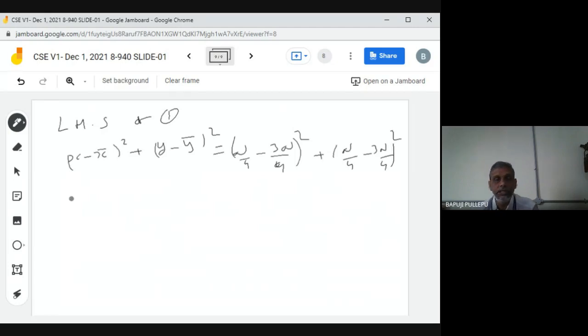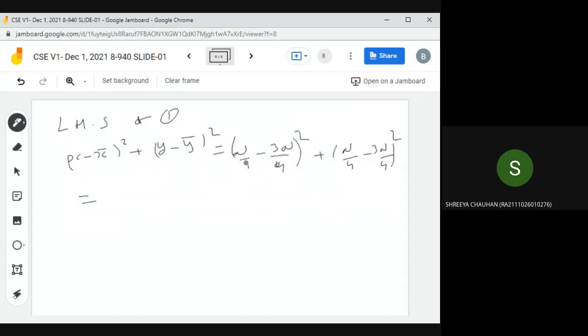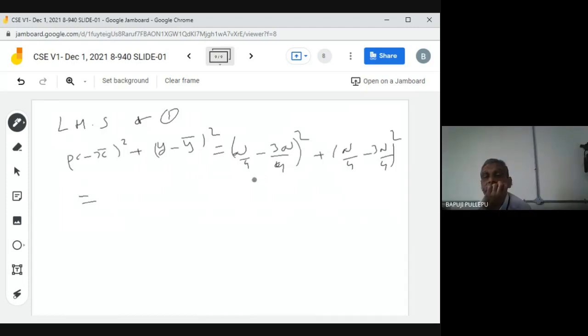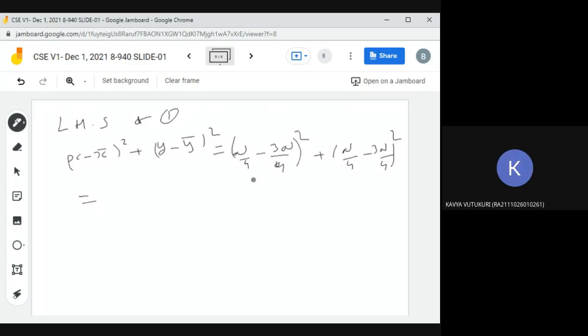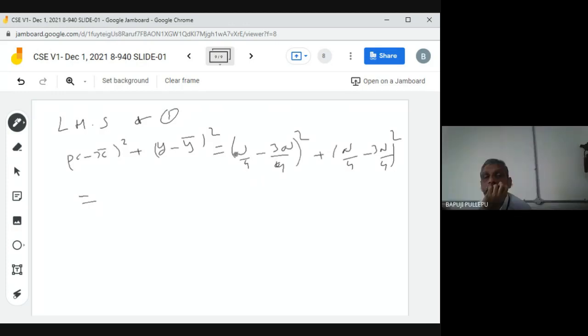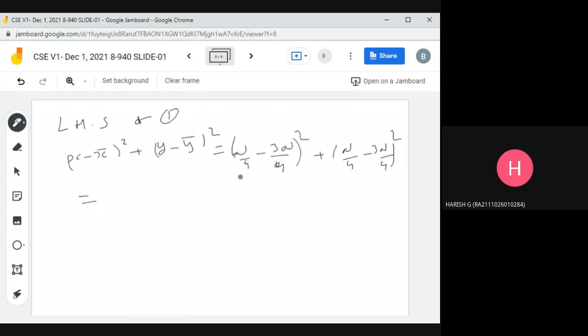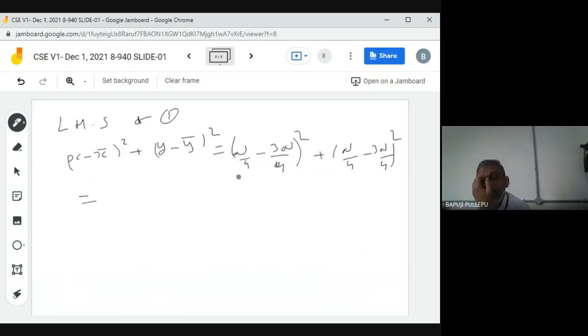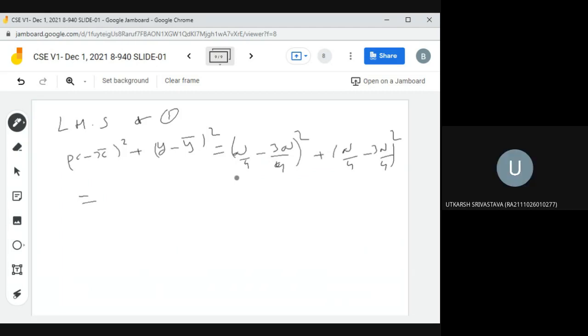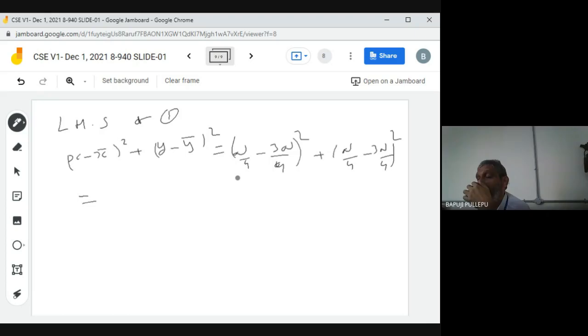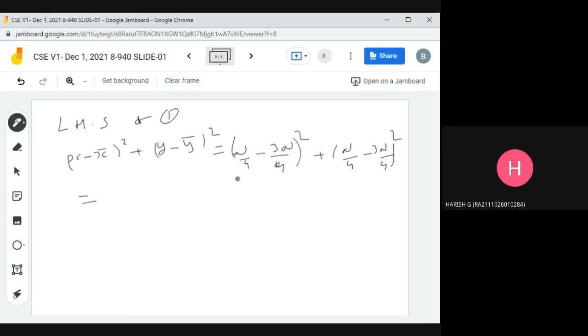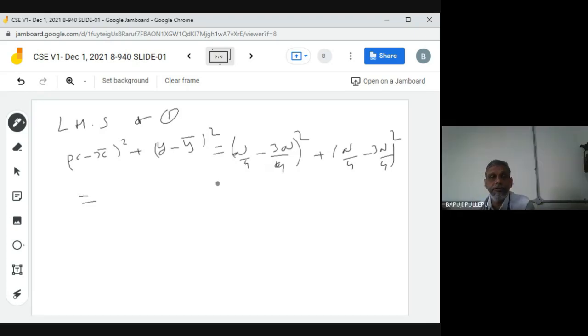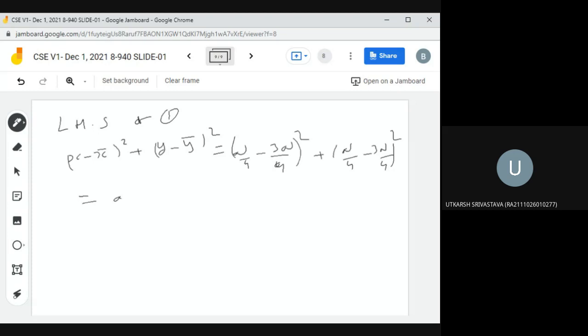That is equal to what? Tell me. A by 4 whole square, a square by 2... you will get 2a by 4 whole square, 4 a square by 16, correct? Yes, sir. 4a square by 16 means a square by 4. LHS is equal to RHS.